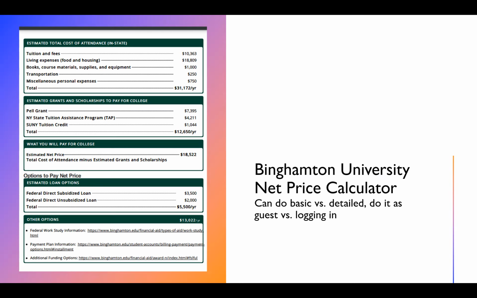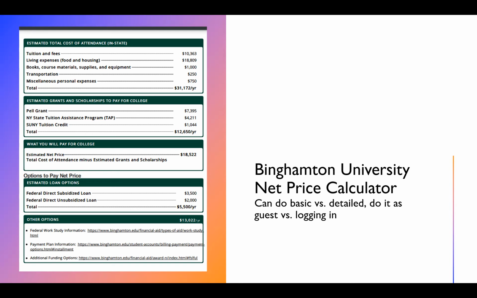Often they will ask you if you want to do a detailed calculation or a basic one. The detailed one will ask a lot more questions about your family's finances, your costs, your expenses, and may even ask about the student to touch on whether or not the school would give merit money. It is not a binding document. It is designed so that families can get a general sense of what this school costs relative to other schools.